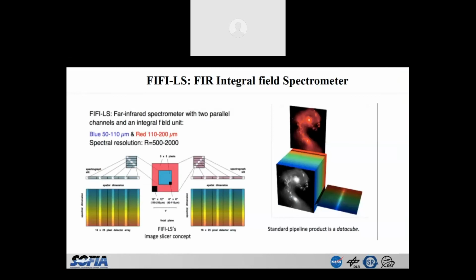Then we go to FIFI-LS, that's our far infrared integral field spectrometer. So going from 50 to 200 microns, and you get a data cube. The resolution can go up to 2000. This has been heavily used for fine structure lines, either galactic or extragalactic, so O I, C II.